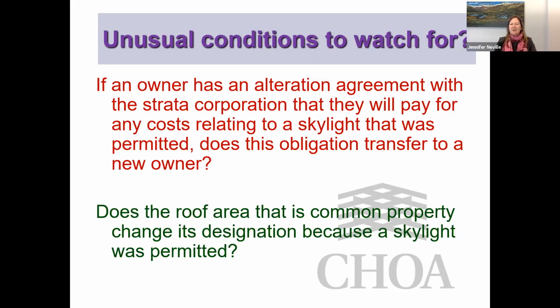But I do think that could be more clearly set out in the legislation, and it's not. So I think strata corporations need to go in with eyes wide open, and if they're consenting to things like skylights, you have to be aware that they may not be able to enforce that against a future owner. Tony, did you want to comment on that at all?